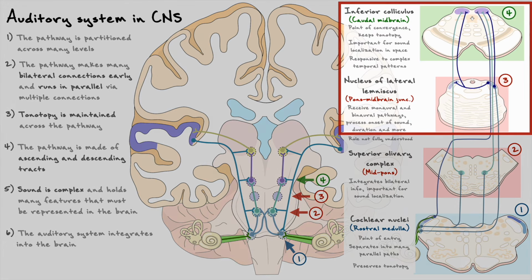Let's now turn our attention to the nucleus of the lateral lemniscus and the inferior colliculus to understand what these levels do. For this, I want to consider this dorsal or posterior view of the brainstem to briefly recap our auditory pathway and get an idea of where each structure is situated. This view will look at the brainstem from this direction.